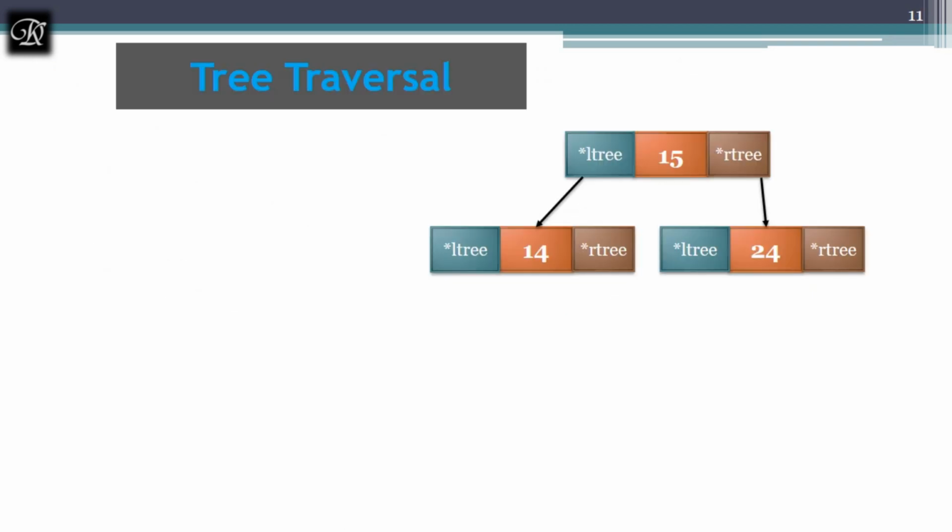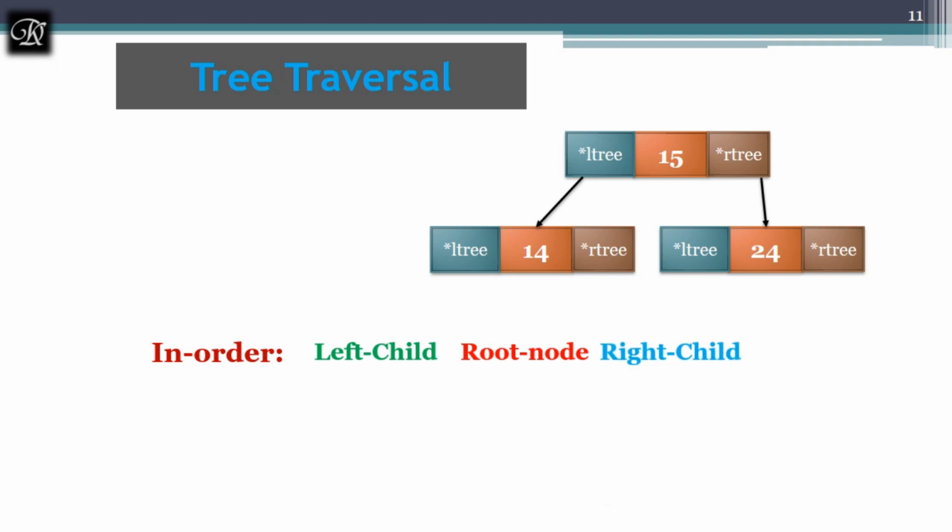Next, see how to traverse the tree. Traversing a tree is nothing but visiting all the nodes in the tree in some specified standards. There are 3 standards: in order, pre-order, post-order. First we'll see in order, which is the simple one. In order is going to visit first the left child, then the root node, then the right child.